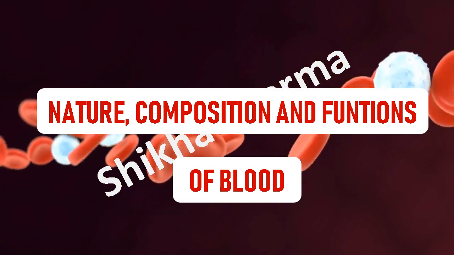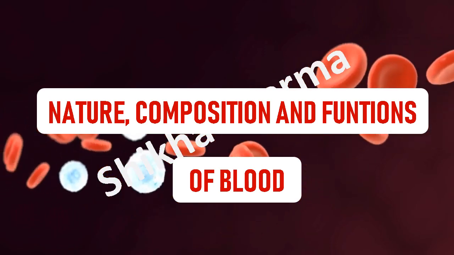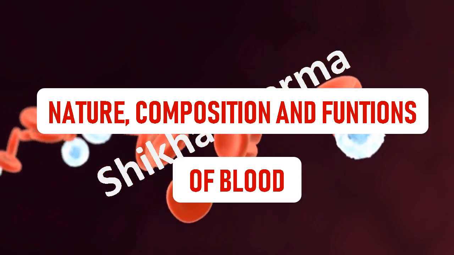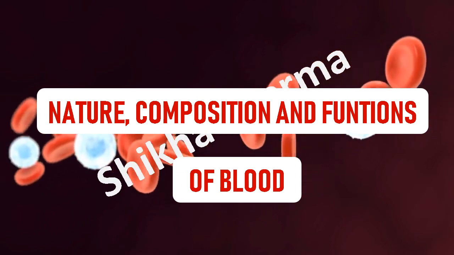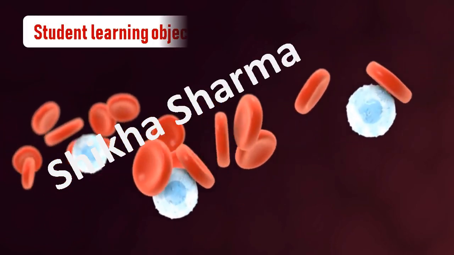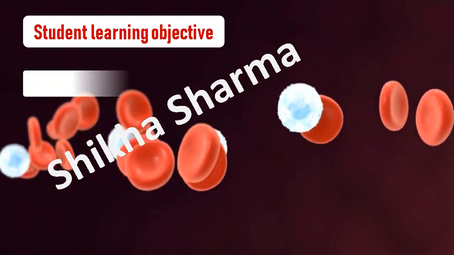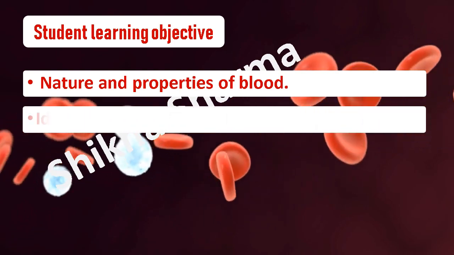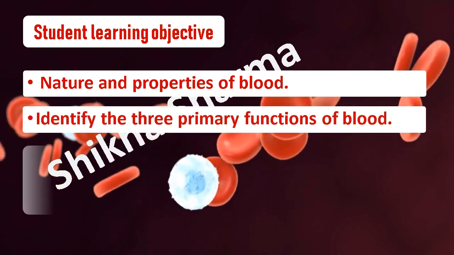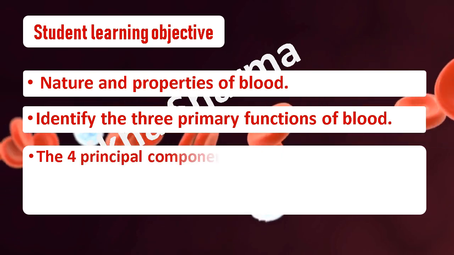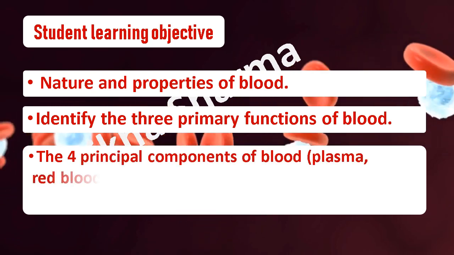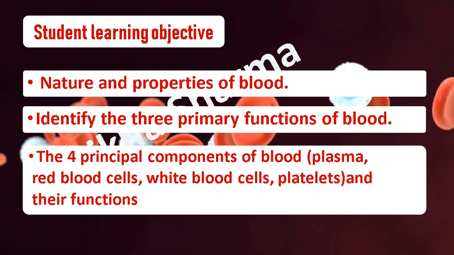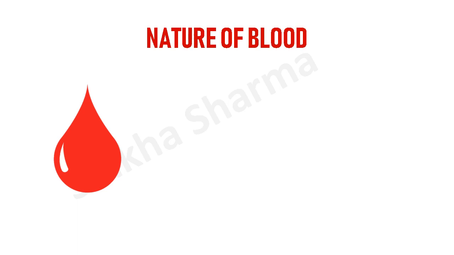In the previous lecture, you understood the basic and key terms regarding forensic serology. Today we will understand the nature, composition, functions of blood, and its components. At the end of this lecture, you will be able to understand: first, what is the nature and properties of blood? Second, the three primary functions of blood. Third, the four principal components of blood, that is, plasma, red blood cells, white blood cells, and platelets, along with functions. Let's understand the nature of blood.